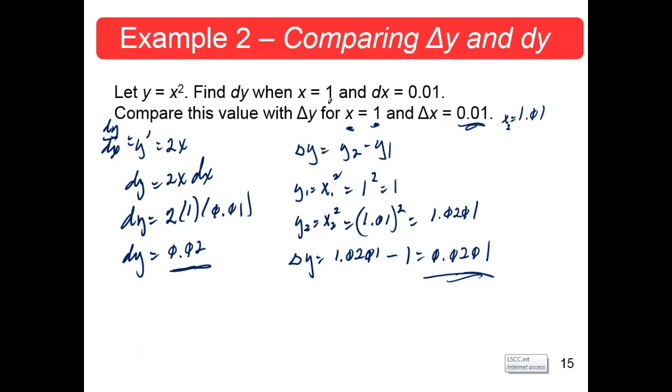Okay? And that's what your differential will do for you. It gives you a very close approximation of what your actual change will be.